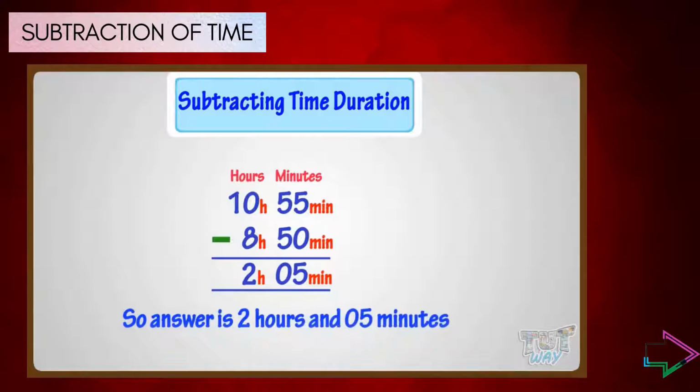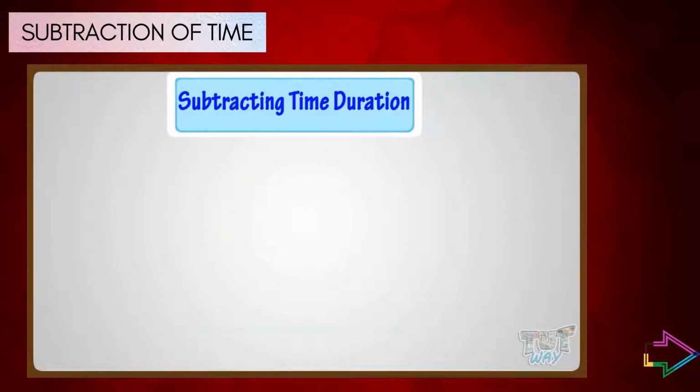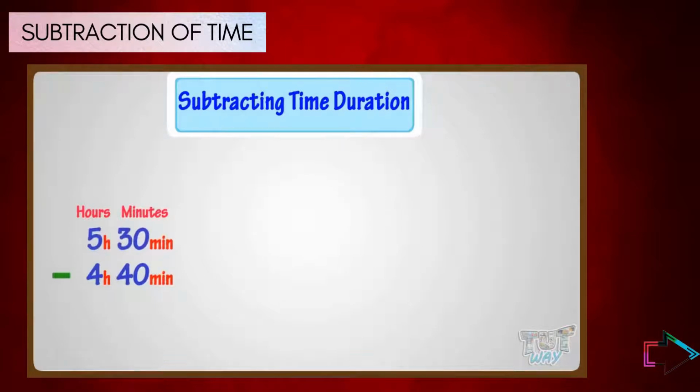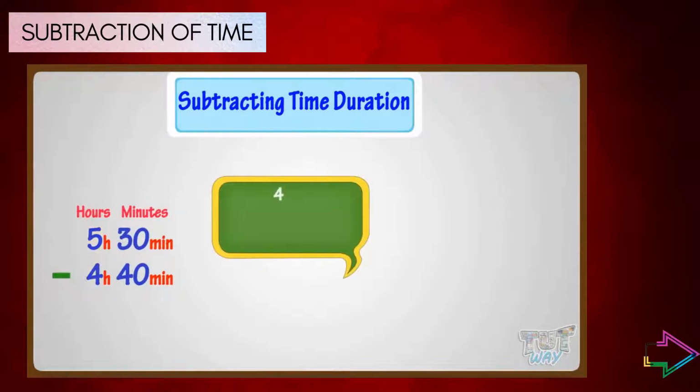Now let's take another example. We have to subtract 4 hours, 40 minutes from 5 hours, 30 minutes. Now here is a tricky question. We have to subtract hours from hours. Subtracting 4 from 5, we are left with 1 hour, but we have to subtract 40 minutes from 30 minutes.